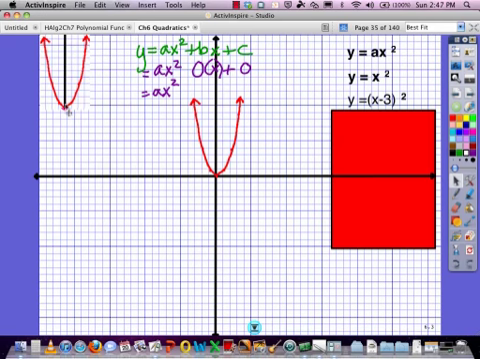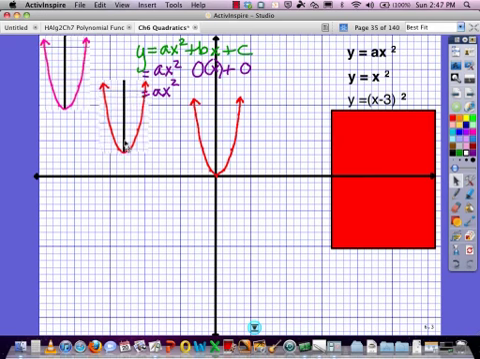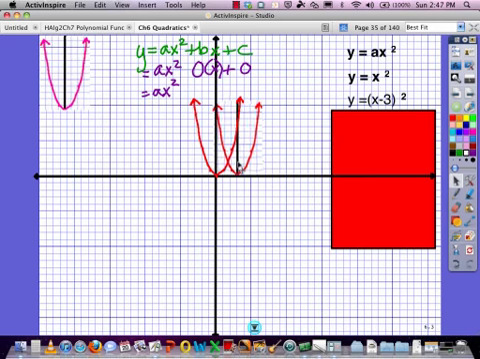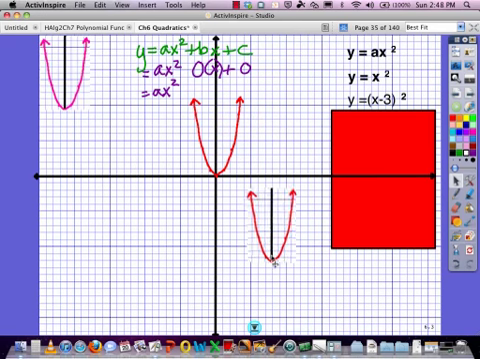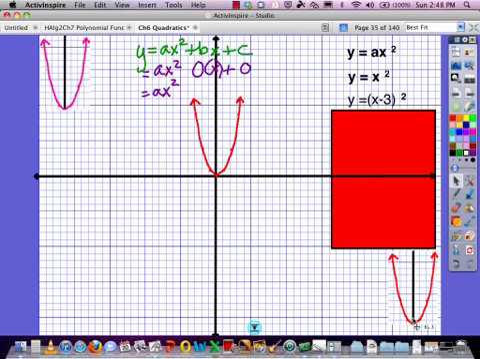But when we take this graph, it is now, you should be able to tell me, 3 units to the right of where it sat before. 3 units right. So that graph was the exact same shape, exact same width, opens up, but is now positioned 3 to the right of where it used to be. Okay? All right, let's just bring that down here for now.